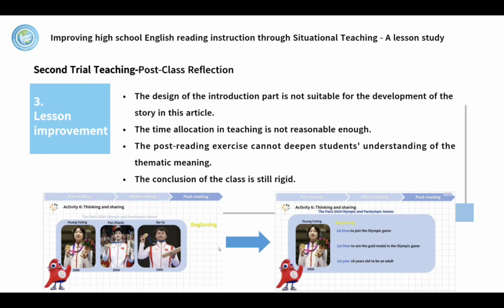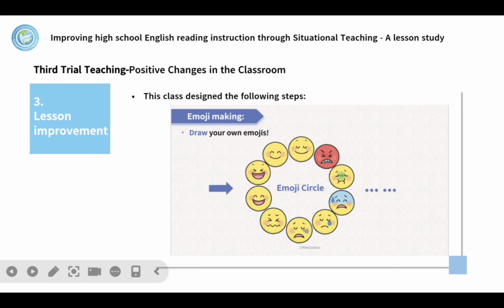Although we have changed the 3 champions into 1 champion, that is Huang Yuting, the conclusion of the class is still rigid. And then based on these 2 trial teachings and the problems we have found, we did the 3rd trial teaching to solve all these problems. And now let's go into the 3rd trial teaching.